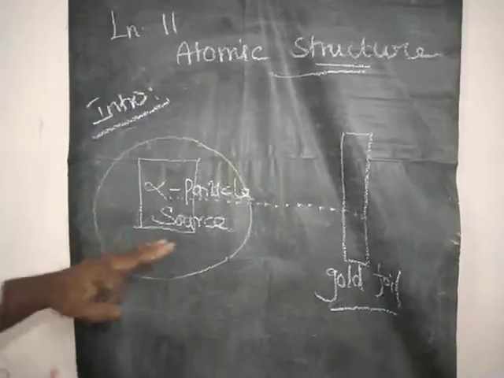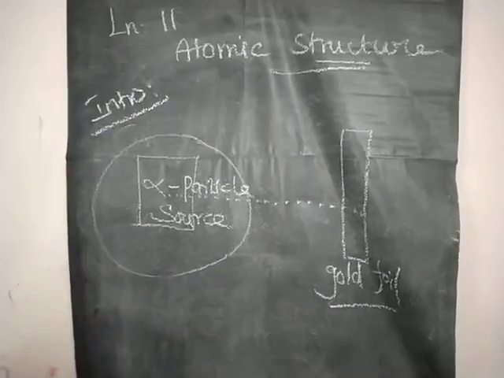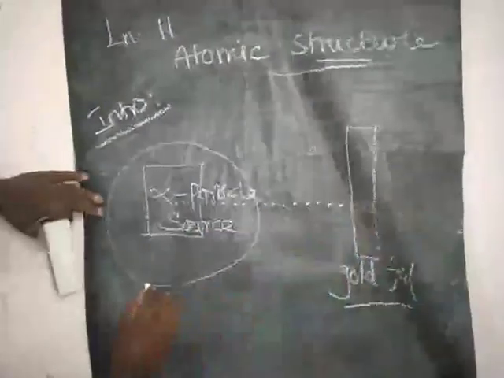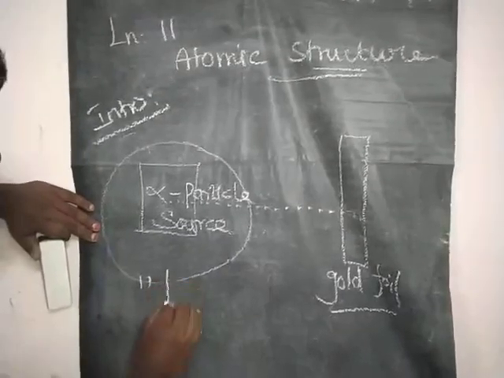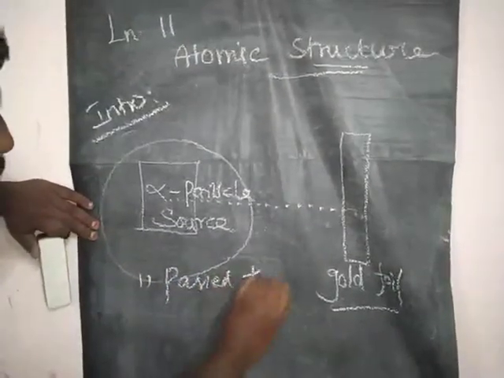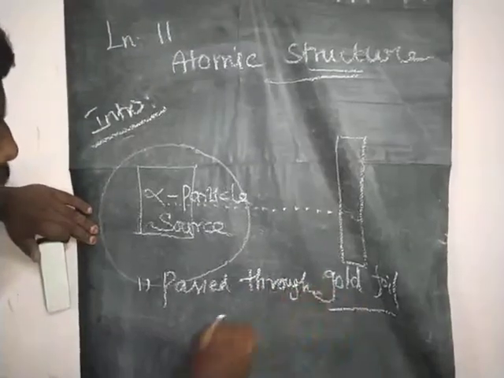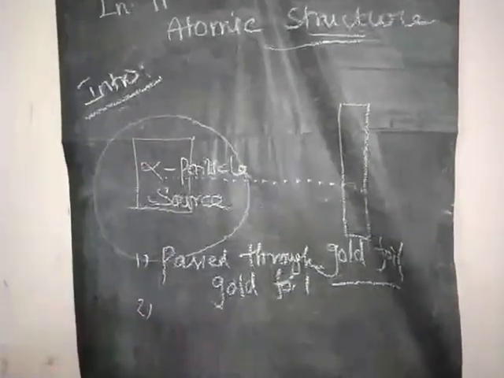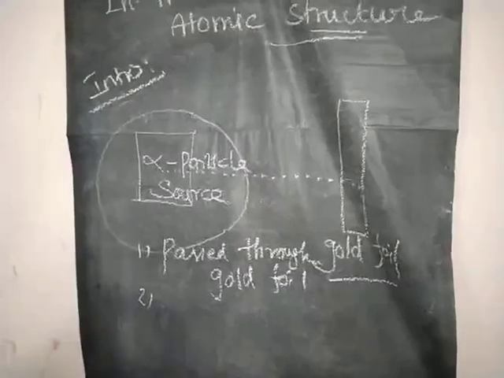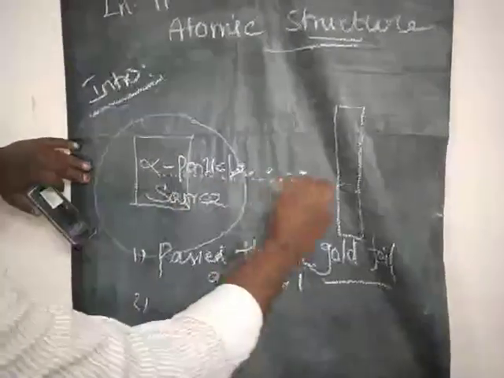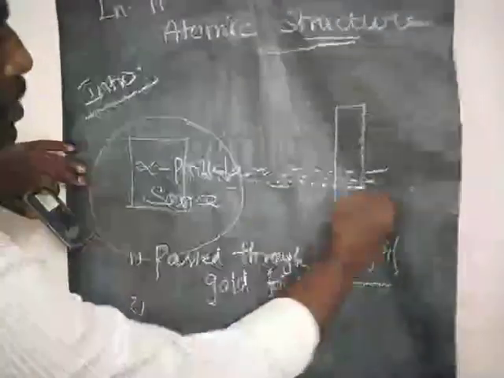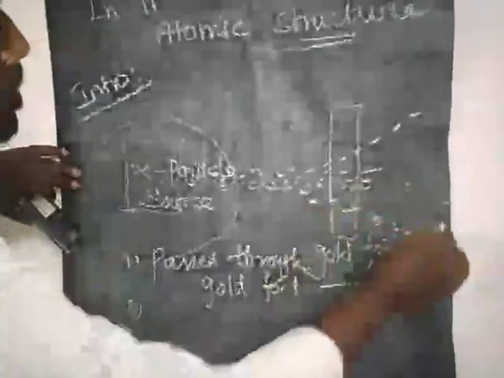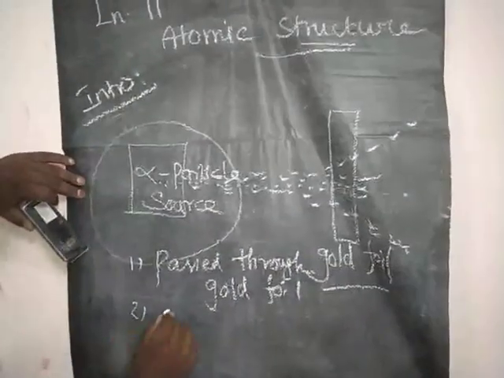He observed three points from this experiment. First, the maximum number of alpha particles passed through the gold foil. Second, some of the alpha particles were deflected. Deflected means deviated; it is not moving in the normal way.